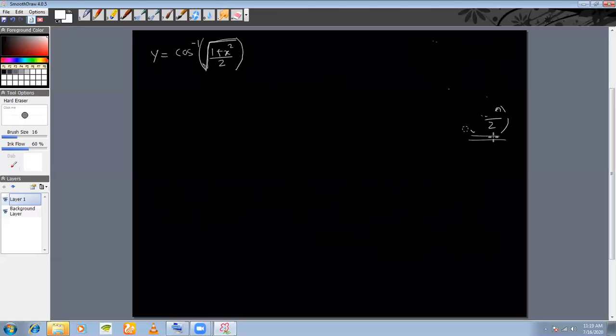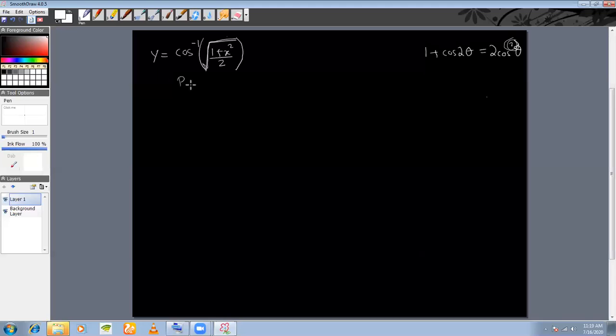You know that 1 plus cos 2 theta is 2 cos square theta, isn't it? Now see, this square will take care of the root. So what I do is I put x is equal to cos 2 theta.